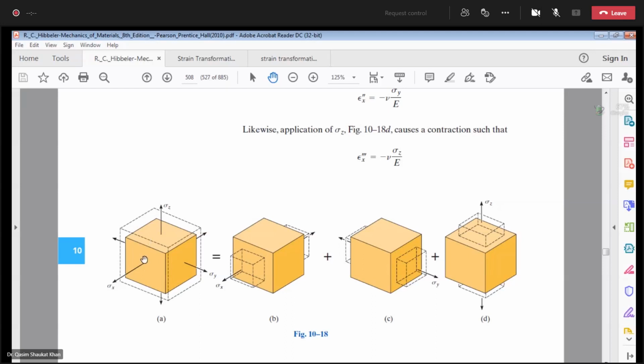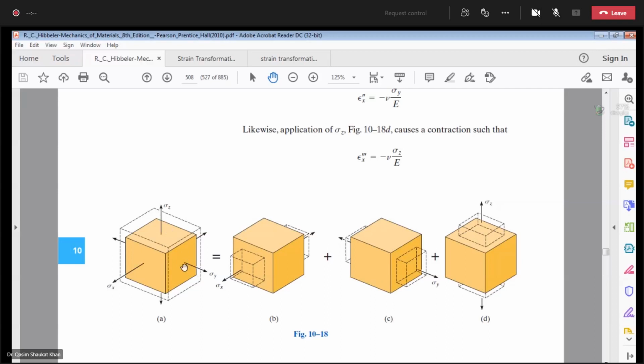Now take the example of the Poisson effect. This is sigma x. Sigma x produces strain epsilon x in the x direction, and it will produce lateral strains in the y and z directions due to the Poisson's effect. Meaning to say, due to sigma x, there is a normal strain epsilon x. So a proportion of epsilon x will be acting along the y direction, and a proportion of epsilon x will be acting along the z direction due to the Poisson's effect. And epsilon x is positive, so the lateral strain due to the Poisson's effect in the y and z directions because of epsilon x will be negative.